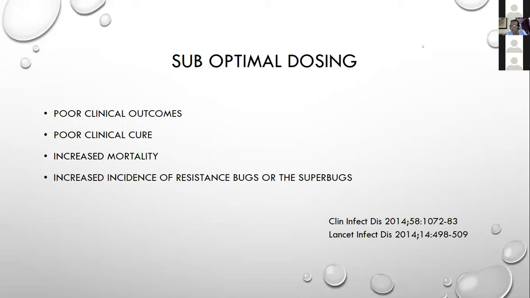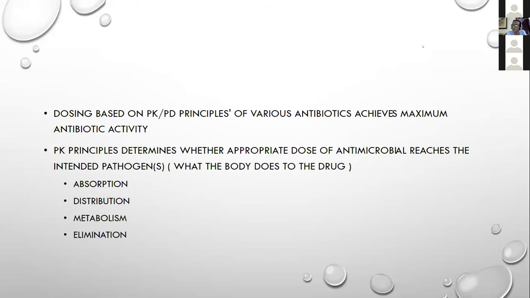So suboptimal dosing, as you all know, or subtherapeutic dosing, leads to poor clinical outcomes, poor clinical cure rates, increased mortality, and increased incidence of resistant bugs or superbugs. And we have seen that. We're already seeing that with regards to the PDR and MDR organisms that we see in our intensive care. Dosing based on PK/PD principles of various antibiotics achieves maximum antibiotic activity. And this is confirmed and proven.